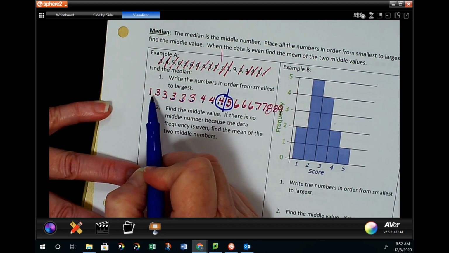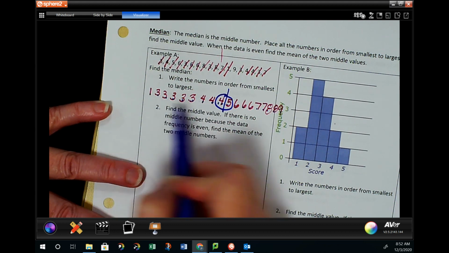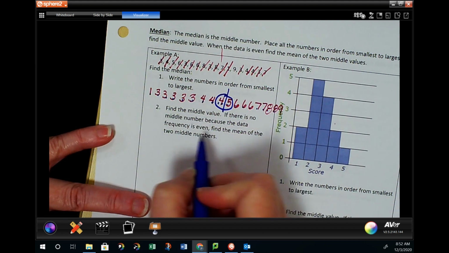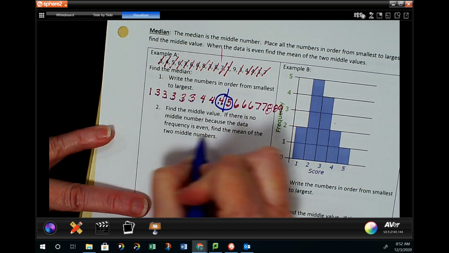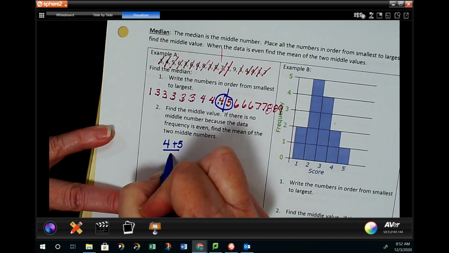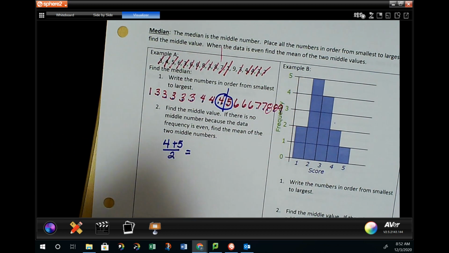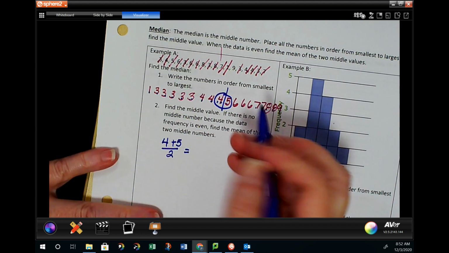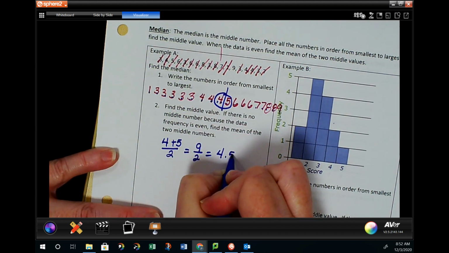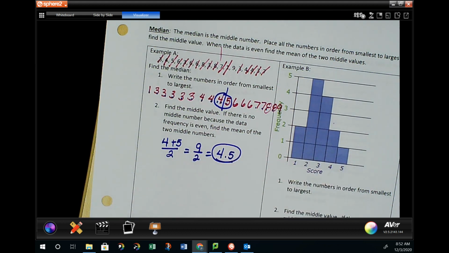So notice that the middle is smack dab in between there. I've got 9 numbers on the left side of the bar, and I have 9 numbers on the right side of the bar. So for that middle number, when you have an even number, you have to go 4 plus 5 and then divide by 2, because you're finding the mean between those 2 numbers. So that's 9 divided by 2, which is 4.5. That's your median.